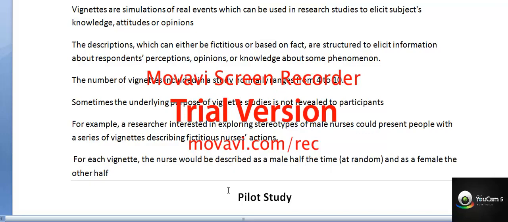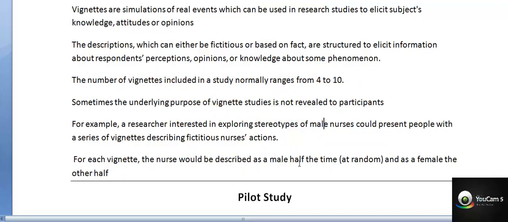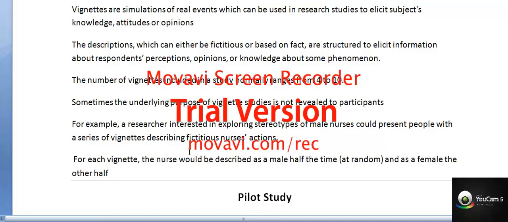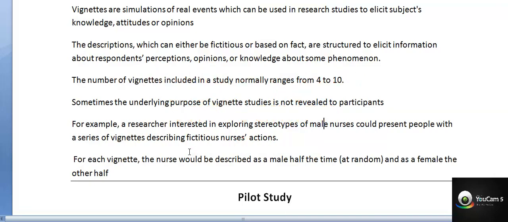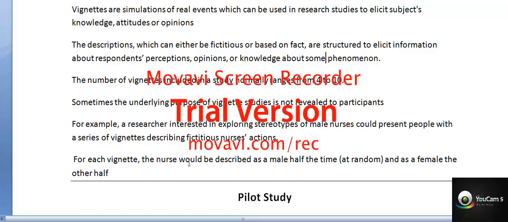female nurses act. So what you can do is, in each vignette the nurse would be described as male half the time and as female the other half. So you will take 2-3 situations, like as I said, cardiac arrest, how the male nurse, how the female. So you will take a few more vignette situations and you will ask the nurses to act. Every nurse should be randomly selected to act like a male nurse as well as a female nurse. So this is how the study goes. This is an example of that.